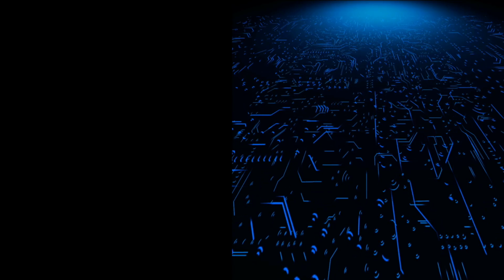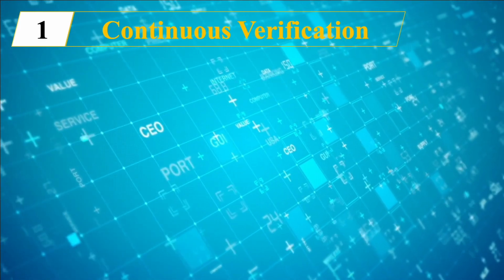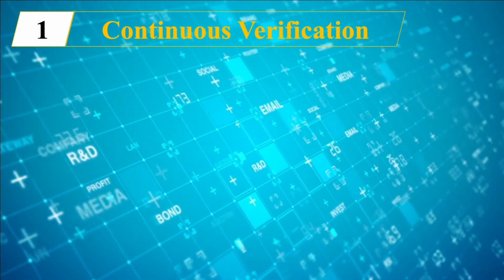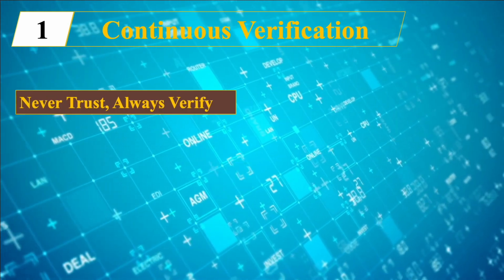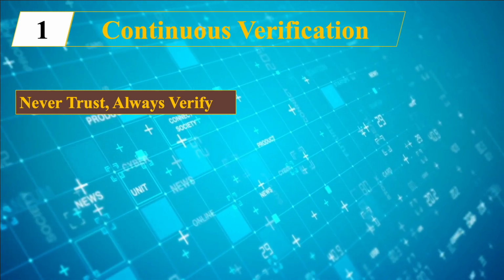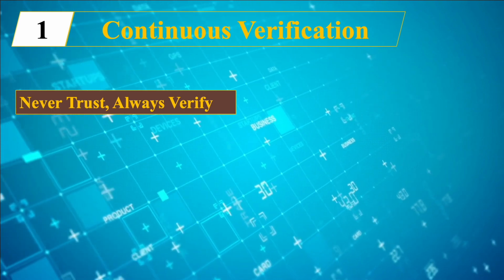The first core principle of Zero Trust is continuous verification. Continuous verification means no implicit trust from both inside and outside corporate network, and this is predicated upon the principle of never trust, always verify. Just because someone is inside your corporate network does not mean the person should be trusted, or that he or she has no malicious intentions.